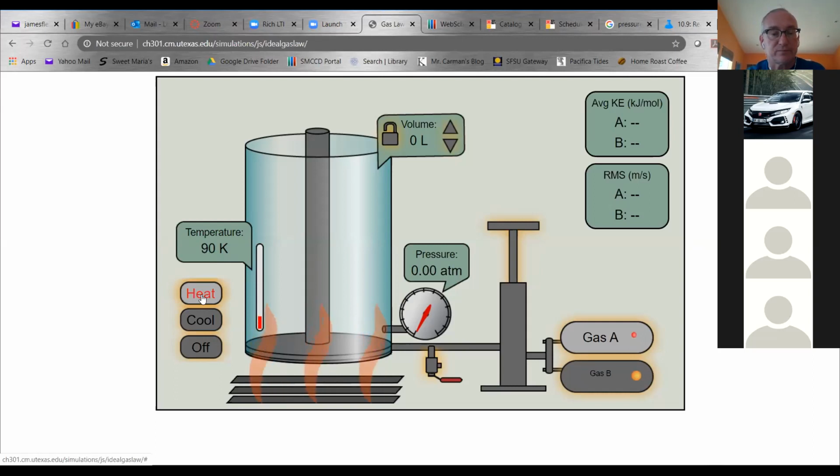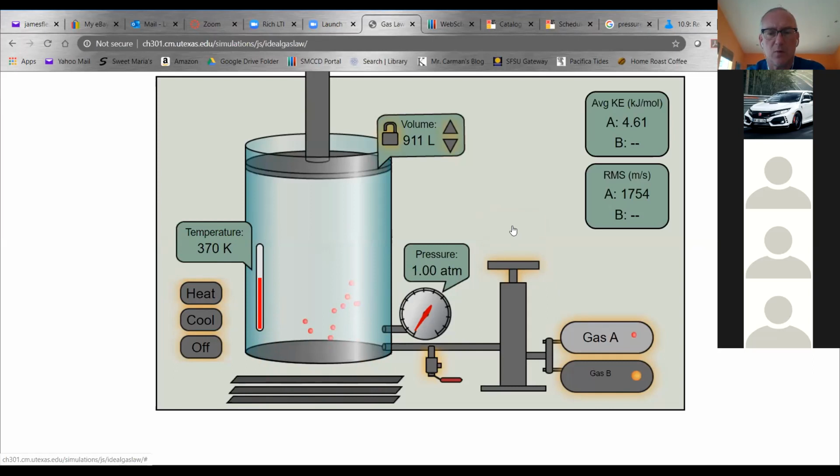Okay, gotcha. So I'm just going to set mine at 370. Yours can be whatever temperature you want. So I'm now going to put in 2 pumps of gas A. So you just select gas. That selects gas A. Make sure these are small. I'll put 2 pumps in there. So that would be my first data point.